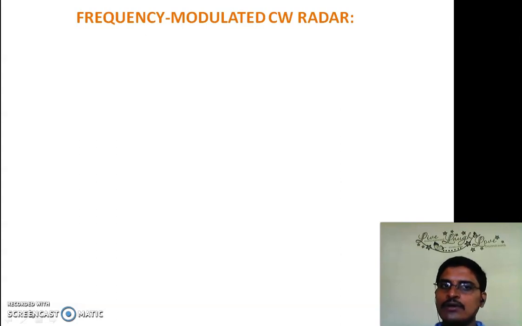If you frequency modulate the carrier of CW radar, then the previous simple CW radar becomes frequency modulated CW radar, which is also called FM CW radar. The main advantage of FM CW radar is that by using it we can find both range and velocity.